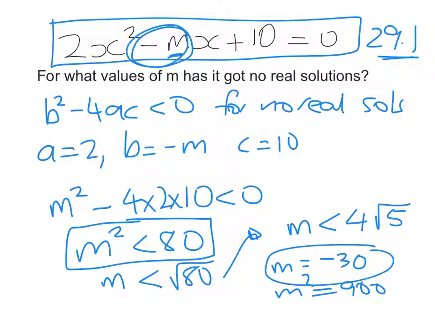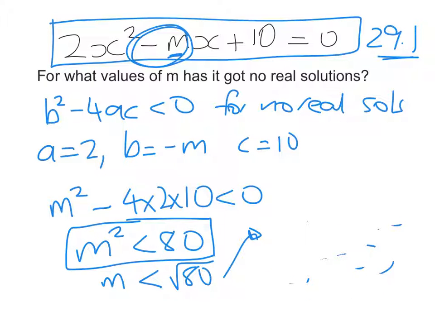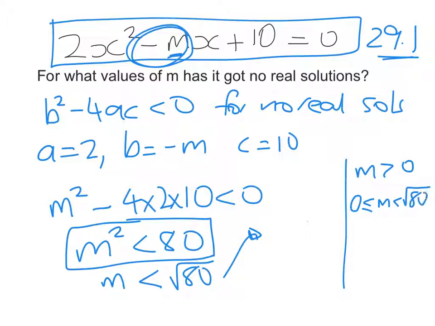Right, I've got m squared is less than 80. So I've got to think about when m is negative and when m is positive. So I'm going to erase that bad stuff I wrote over there. That's not good at all. If m is positive, then we've got m is between 0 and the square root of 80, and if m is negative, we've got m between negative root 80 and 0.